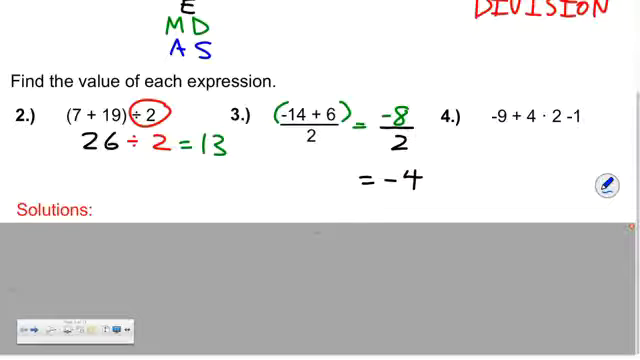What's the sign of 2? Okay, so we have a positive 4 times a positive 2, and a positive 4 times a positive 2 is what? 8. What kind of 8? Positive 8. Now we have what's left over. We're going to bring down what's left over.